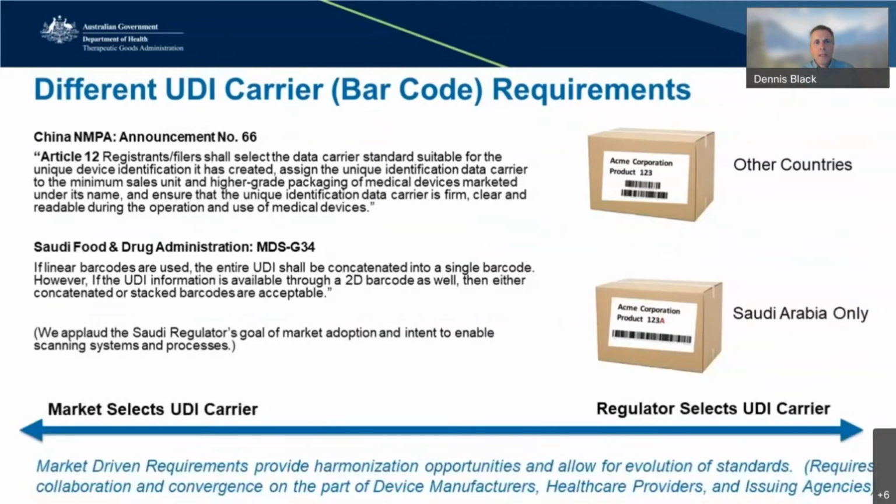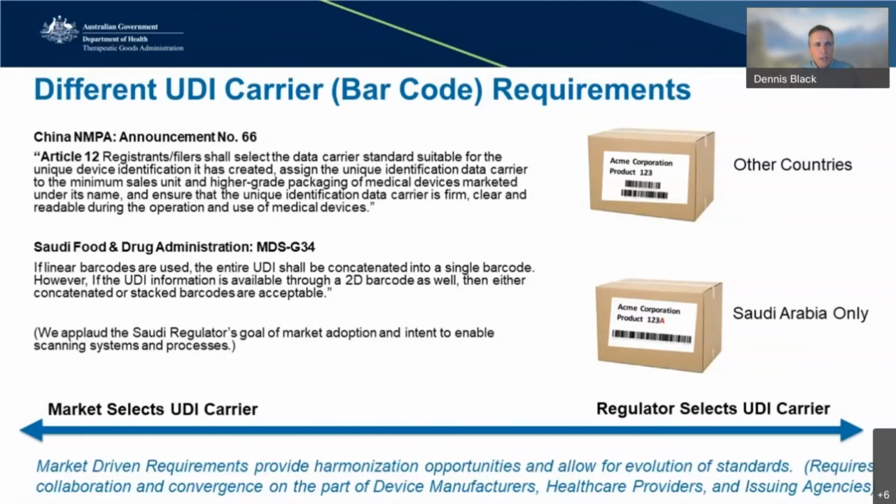If we think of the barcodes or the data carriers, whatever you want to refer to it as, that fit on the products, most markets have moved towards market-selected UDI carriers. On the top, you'll see an excerpt from the China NMPA regulation where they describe this, that it'll be the registrant that will select which data carrier is going to be used. And something similar is in the US regulation and in the European regulation, where they're relying on the ISO IEC requirements, the issuing agencies, and for the market to sort it out.